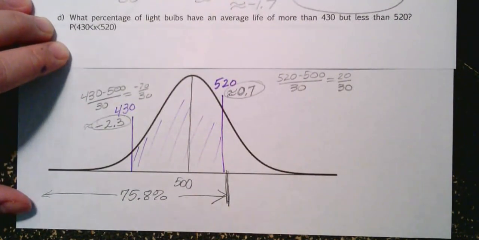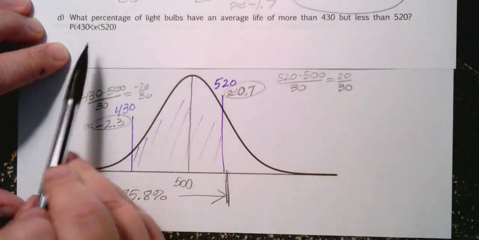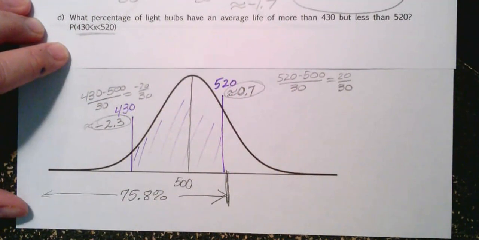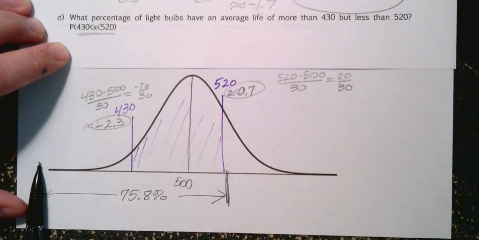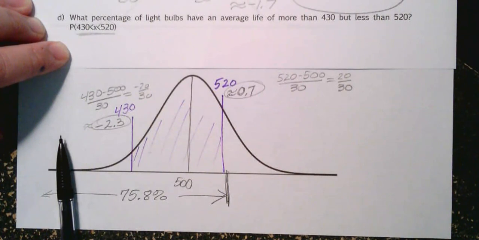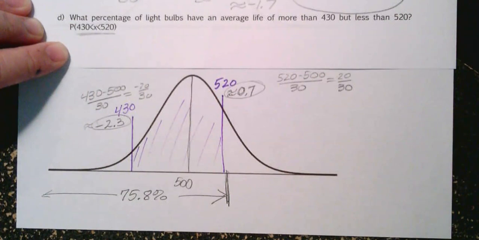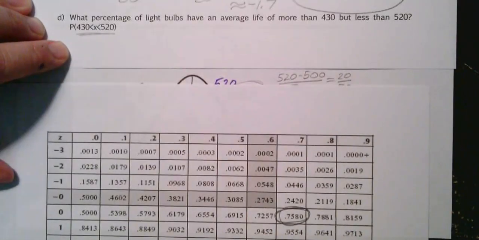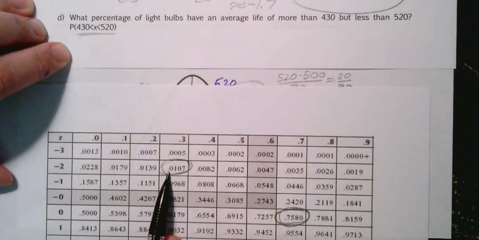Now what I'm going to do, because that's not what I want, I just want the part in between these two. That's what I was asked about here, is in between. What I'm going to do is find the part from here down and subtract that out. If I have this whole section and then I take out this section, I'll be left with just this part in here. So looking at z-score of negative 2.3, that's right here. It tells me that to the left of that is 1.07%.